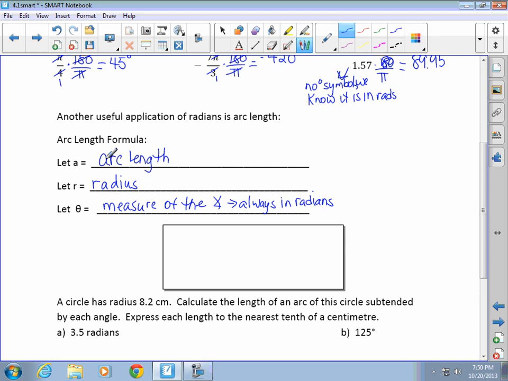Okay, so this little symbol here is the Greek letter theta. So our formula for arc length is equal to radius times theta. And theta is always in radians.